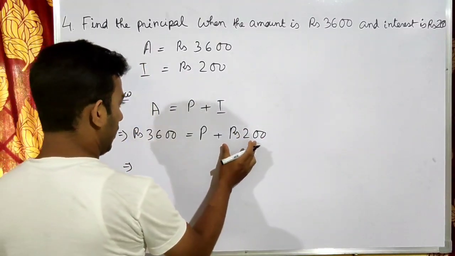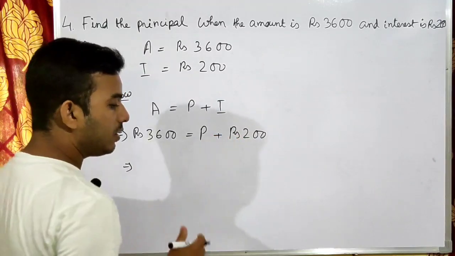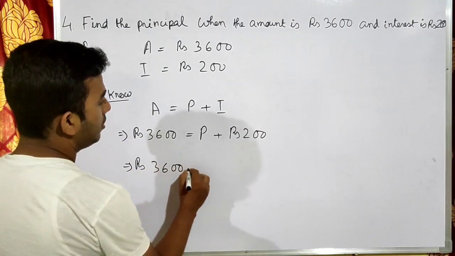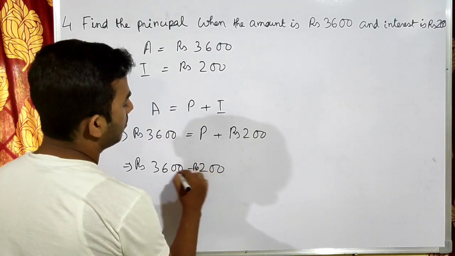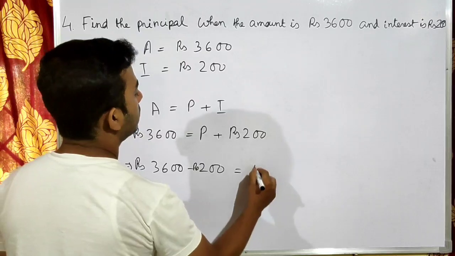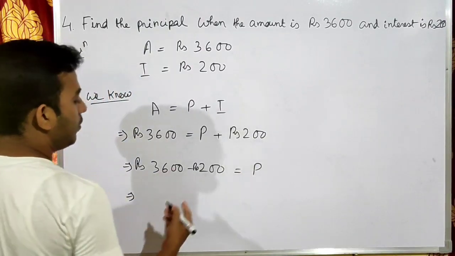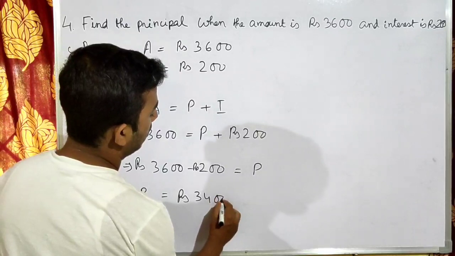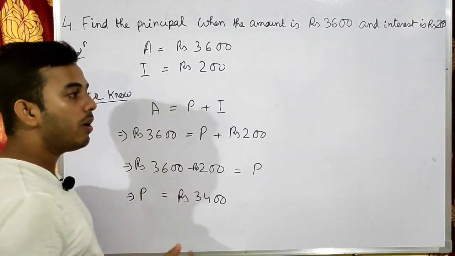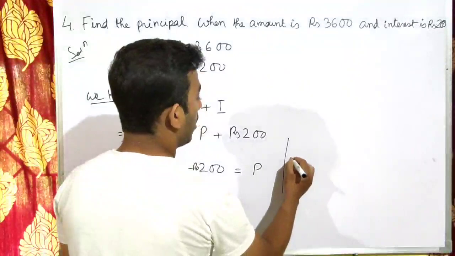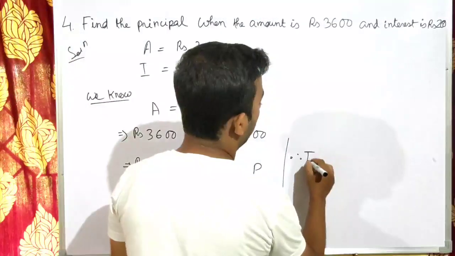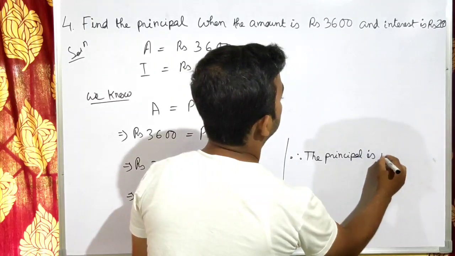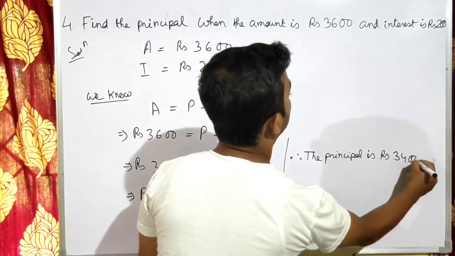Very good. Now this is plus. This 200 is added with P, isn't it? So when you change the side it will be subtracted, that is rupees 3600 minus rupees 200 equals P. Up to this clear? Now if we subtract, P will be rupees 3400. So this is our required answer. Therefore, the principal is rupees 3,400.